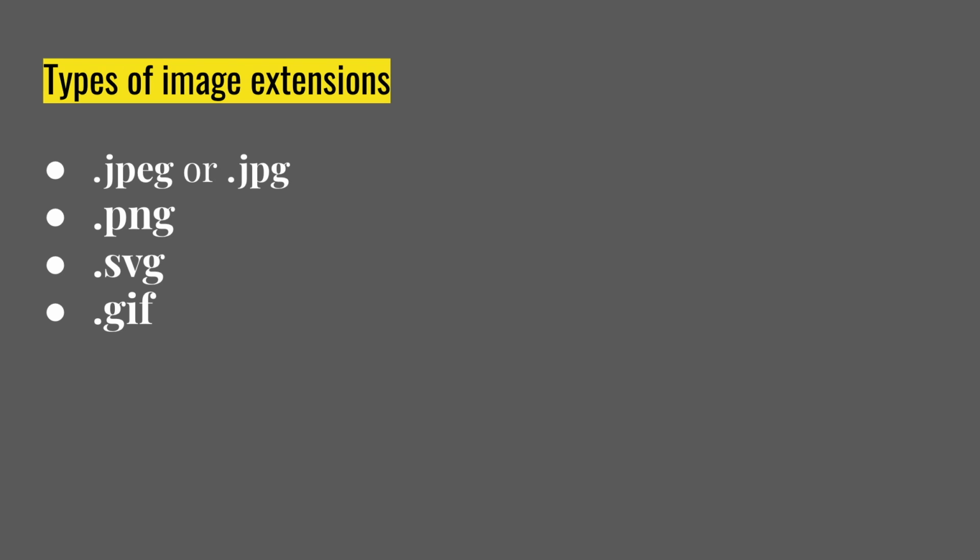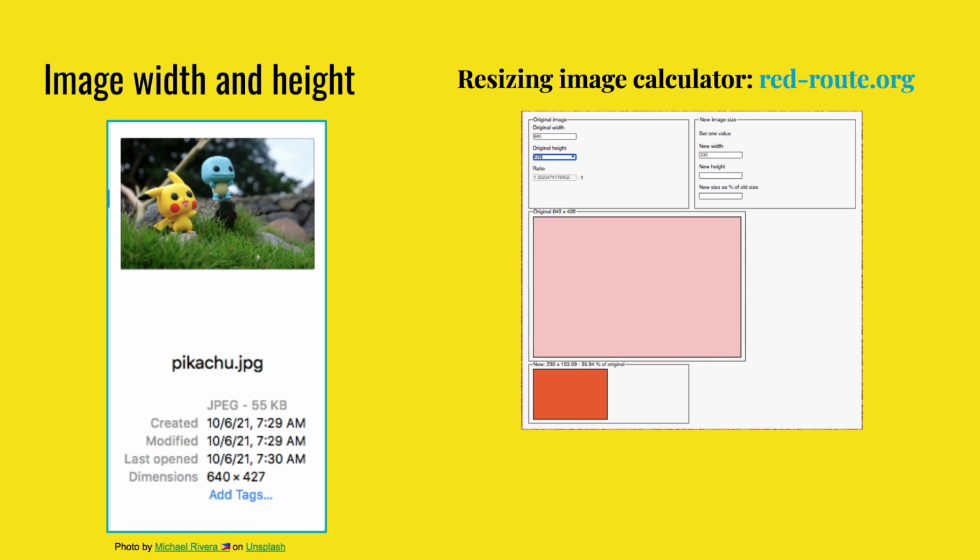There's different types of image extensions, and these are a few of them. .jpeg, or it could be .jpg, .png, .svg, and .gif. Okay, these are different extensions to different types of images. Here's an image width and height. So this is an image that I saved in my file, and I'm going to show you that the dimensions of this image is 640 by 427 pixels. Okay, so that's letting me know how big that image is. And also I wanted to point out there's my extension, so I know what type of extension this image has.